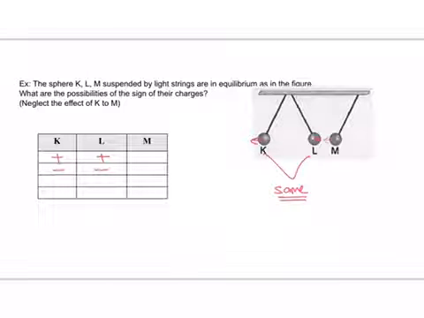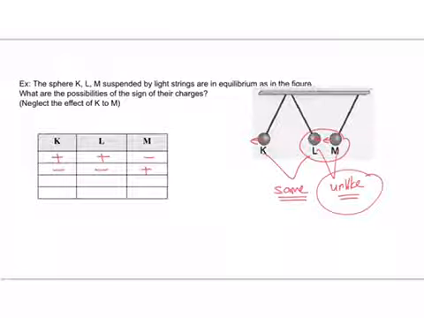There is an attraction between L and M, so they have unlike charges. So if L is positive, then M should be negative. If L is negative, then M could be positive. Also, we know that charged particles attract neutral objects. So if L is positive, then M may be neutral. If L is negative, then M may be neutral.